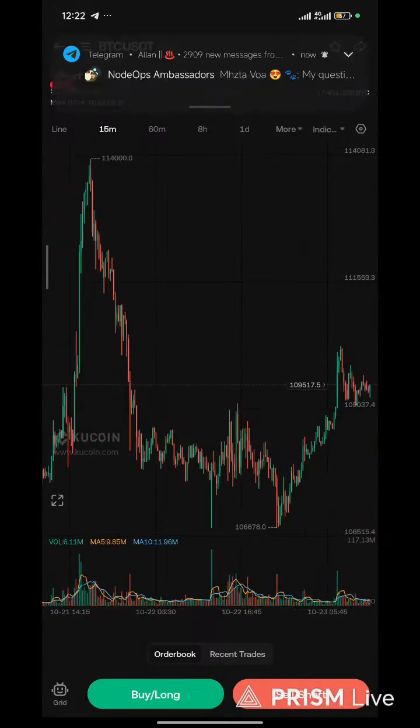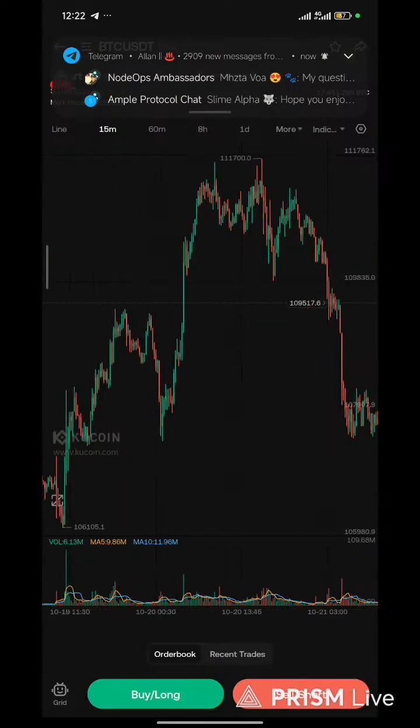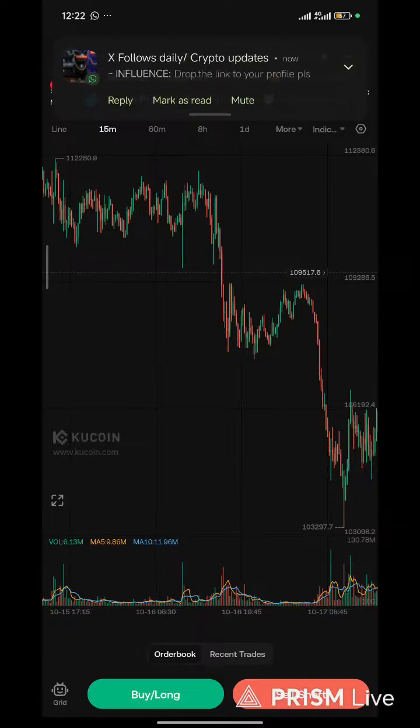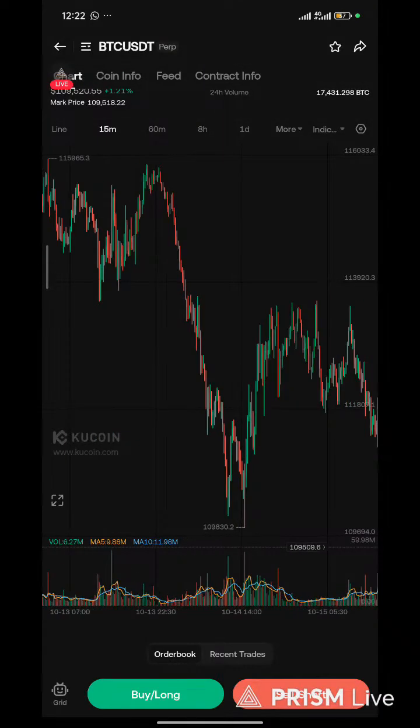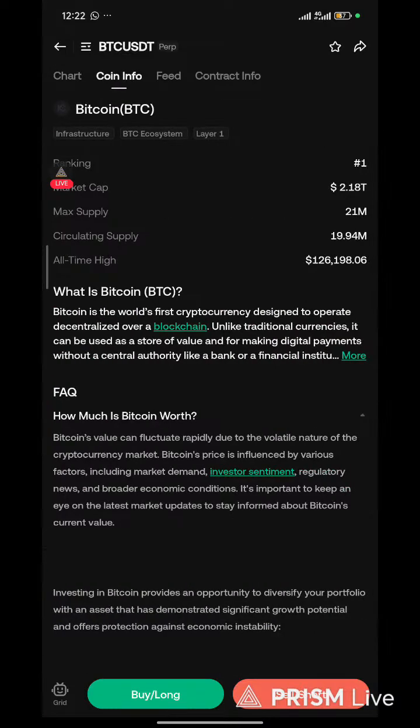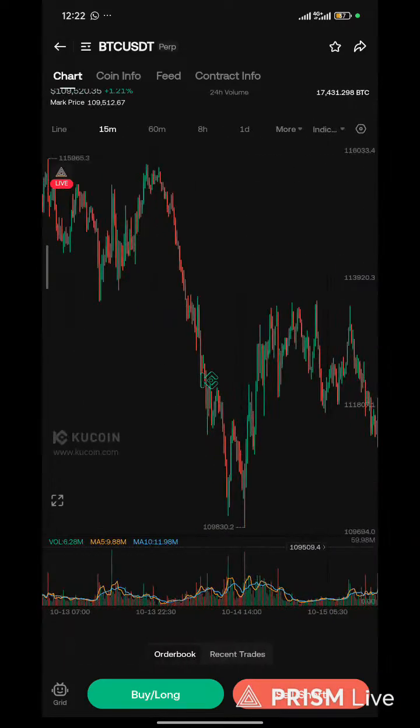Okay, these are the charts. This is the BTC chart. From here we can have the coin info, if you want to know the market cap of BTC, the current market supply, the circulating supply, all-time high. These are things that maybe you feel lazy to minimize and go to your browser for. You can just come in here and check everything about the token you're about to trade.